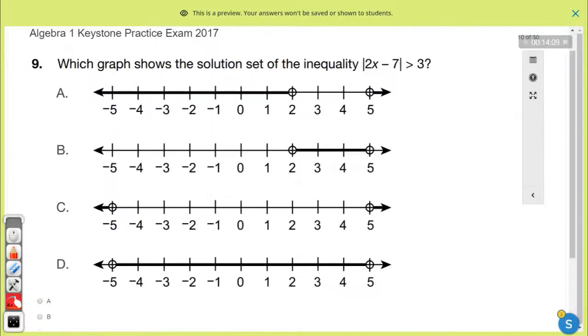All right, next question. All right, we are looking at a compound inequality here given to us in the form of an absolute value inequality. Which graph shows the solution set of the inequality, the absolute value of 2x minus 7, is greater than 3?